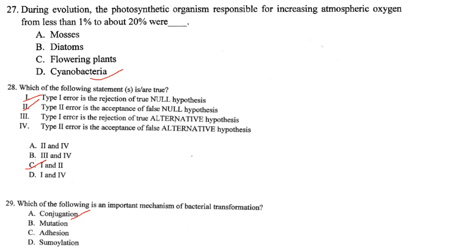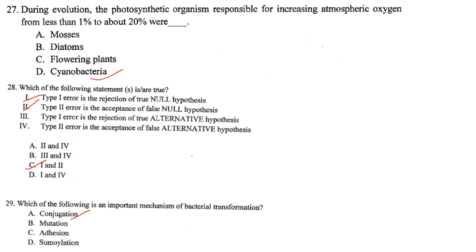Which of the following statement is or are true? Type 1 error is the rejection of true null hypothesis. That is correct. Then type 2 error is the acceptance of false null hypothesis. Yeah, that is also correct. So 1 and 2 are correct. Okay, we'll see 3. Type 1 error is the rejection of true alternative hypothesis. No. 4. Type 2 error is acceptance of false alternative hypothesis. So 3 and 4 are wrong. Only 1 and 2 are correct. So answer is option C.